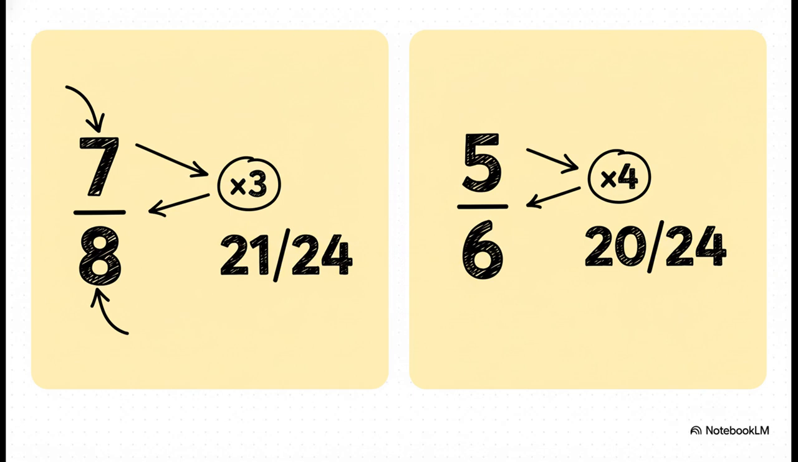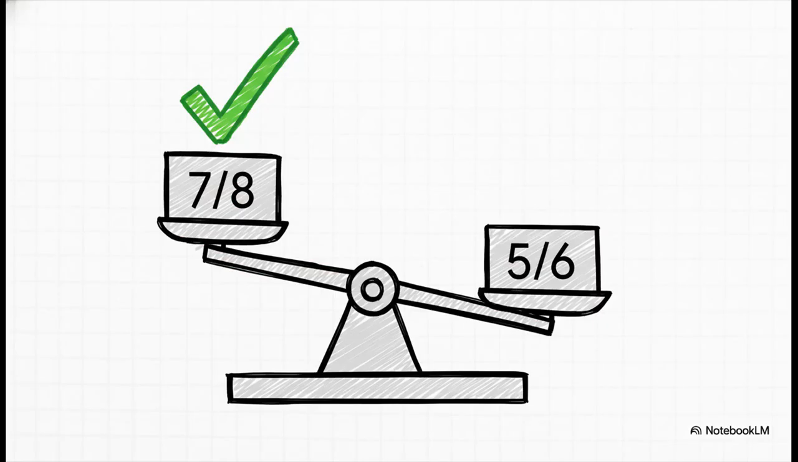And now, look at that. We're comparing 21 pieces to 20 pieces. Suddenly, the winner is crystal clear. And the winner is 7 over 8. With our new common denominator, it's so easy to see that 21 over 24 is bigger than 20 over 24. Mission accomplished. See, I told you you'd get it.